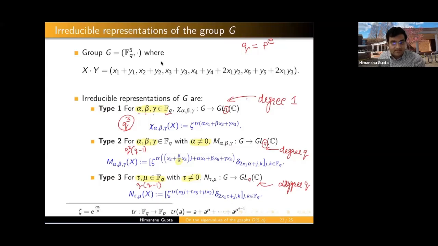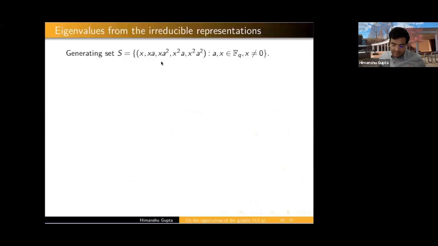We can check that the sum of squares of the degrees is the same as q to the power 5. And by using character theory, we can show that these are actually non-equivalent. I cannot go into the details of how they are representations, because it gets very technical easily. So we have the group, we have the representations.